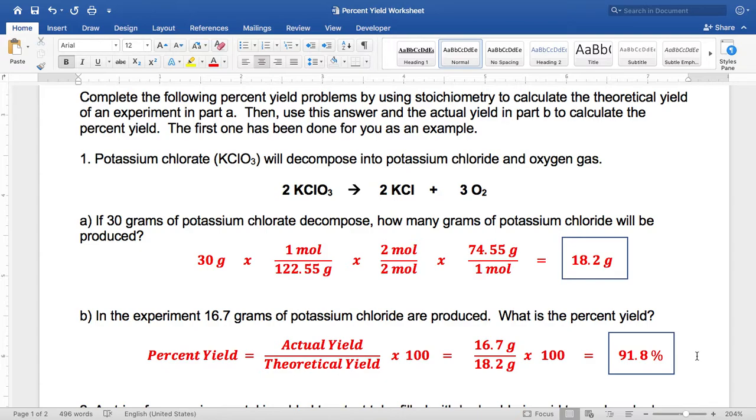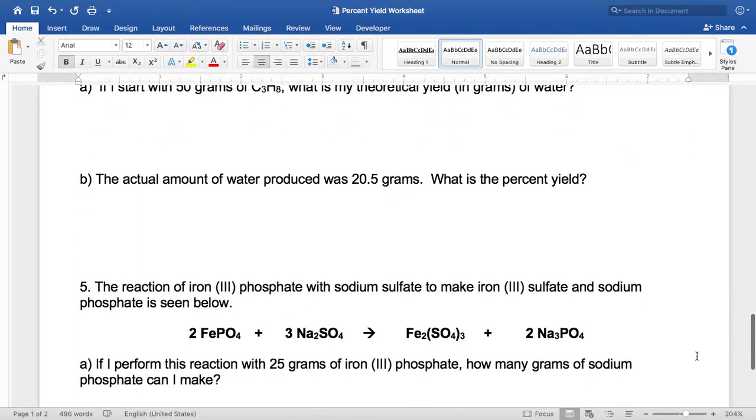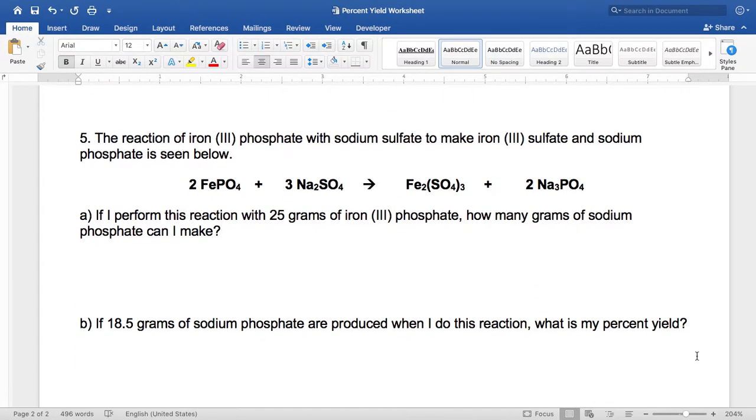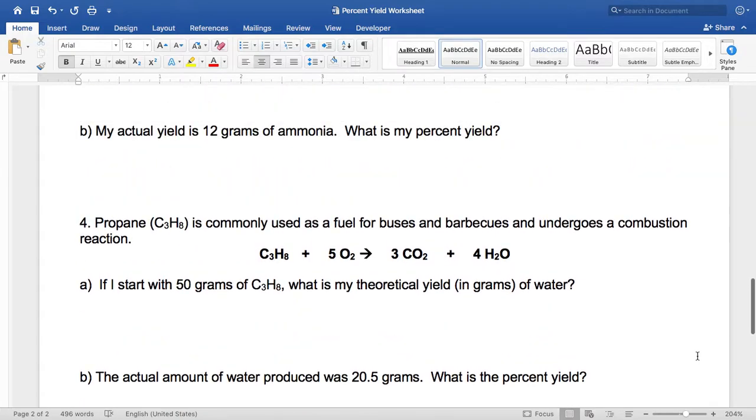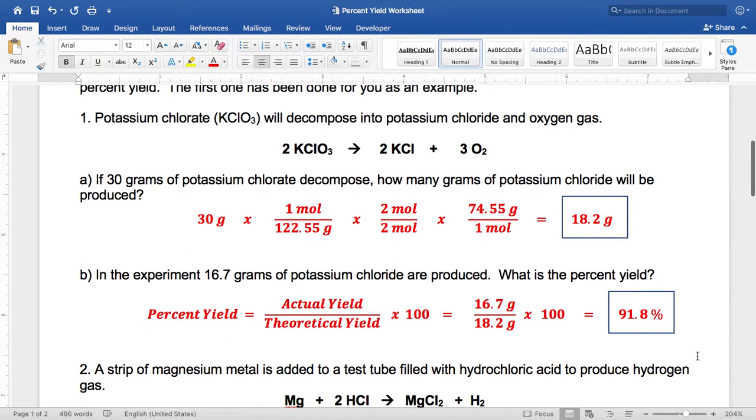So use this as an example as you complete the rest of the problems. You have 2, 3, 4, and 5. So you have 4 problems, each one just like the example. You do a stoichiometry problem in part A, and then you use that value as the theoretical yield in part B, where you will calculate the percent yield.